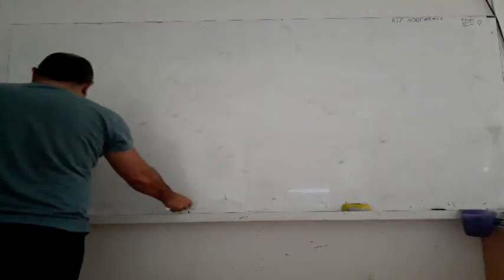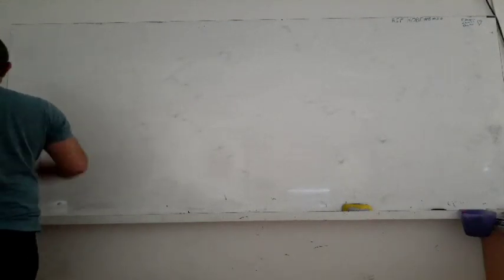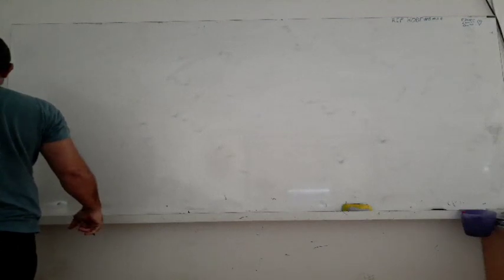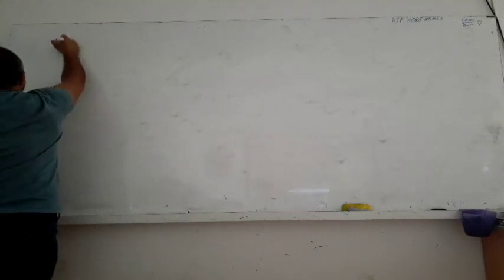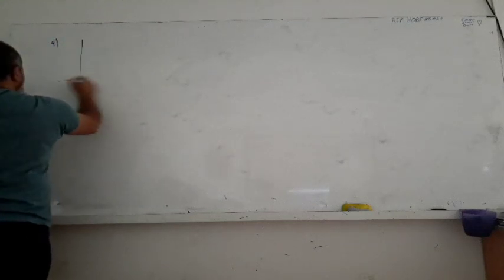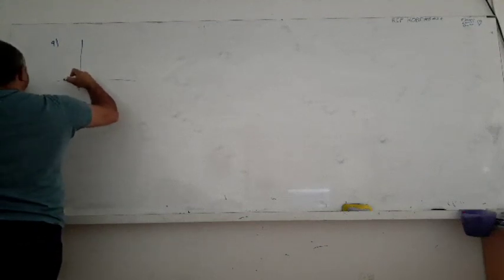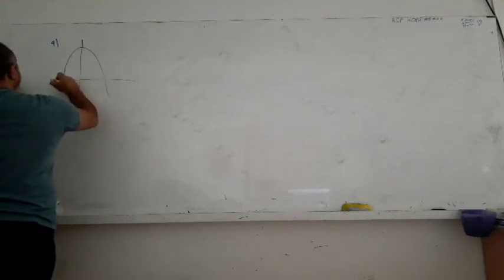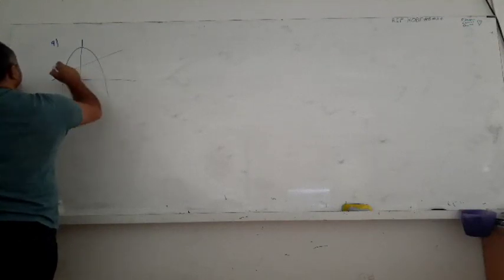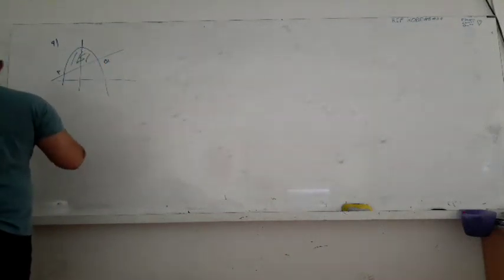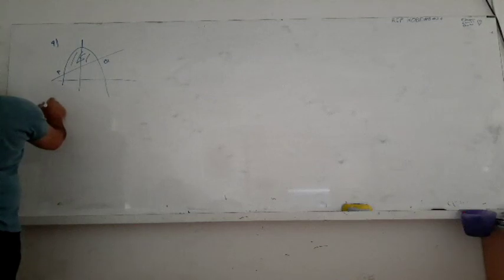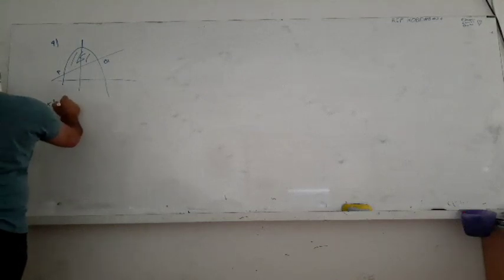The line with equation y is equal to 3x plus 10 intersects with the curve with equation y is equal to minus x squared plus x plus 13 at the points P and Q. Question 9. Let's have a quick sketch. P, Q, this is the region S. Now to be able to find the coordinates for P and Q, we have to equate the given two equations.